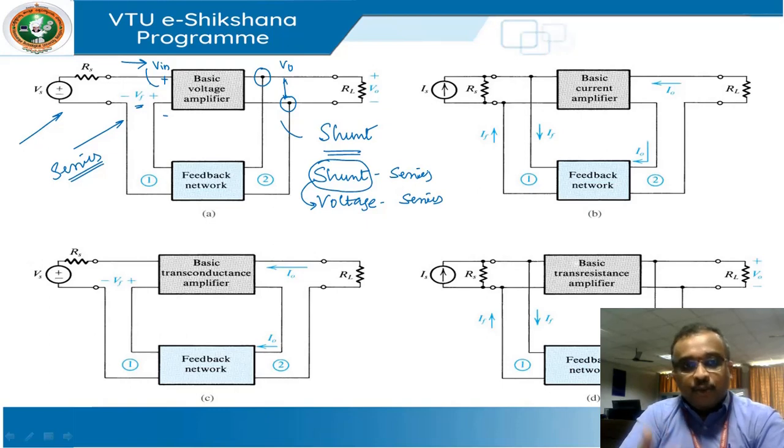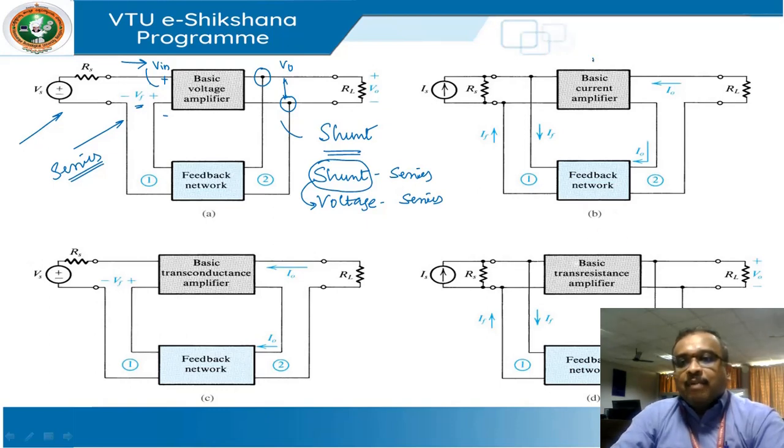So different authors would use different terminologies and we should be aware of all these things. Okay, there is nothing to really get confused here. If you are thorough with the concept, if you know what the basic amplifier is doing, what all the quantities are that it has at the input and output side, it is very easy for us to identify the feedback topology. Okay, so let's come to the next one, which is B.